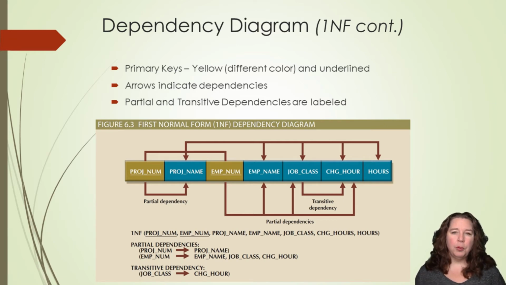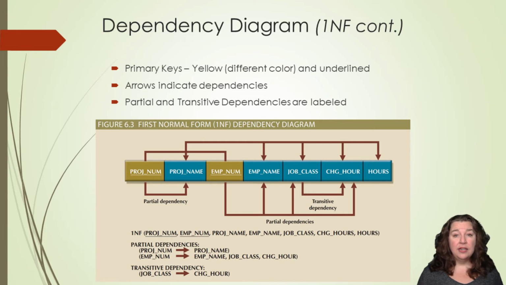Then we're going to look for our partial dependencies. So we have our project number, which goes to our project name. So we have that partial dependency there. And then we have our employee number going to our employee name, job class, and our charge per hour. But don't forget, we also have that extra little transitive dependency hanging out there. That is the job class to the charge per hour. We're going to throw that in as well. And we're labeling all of these as partial dependency or transitive dependency, just so that we can use that piece of information on the next step.